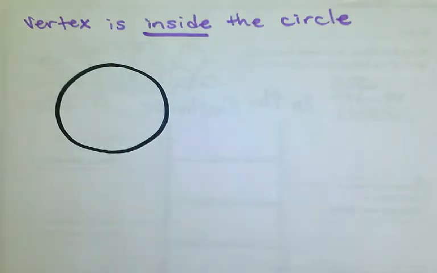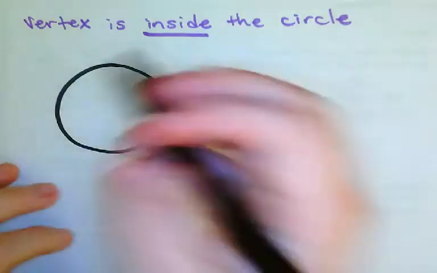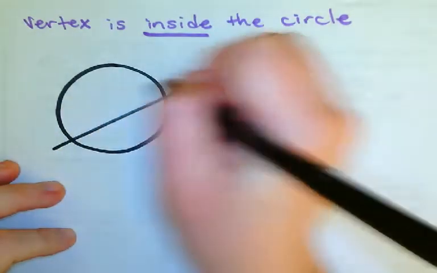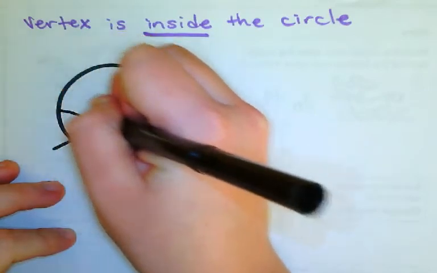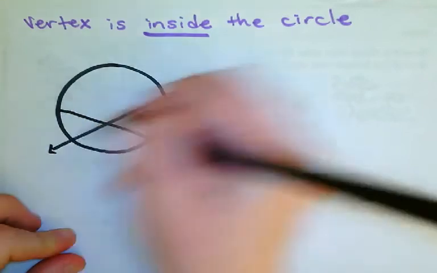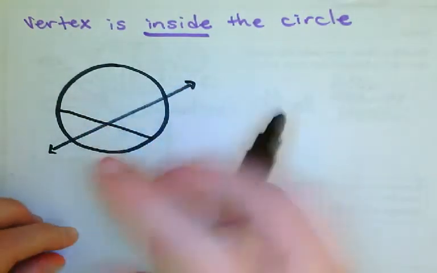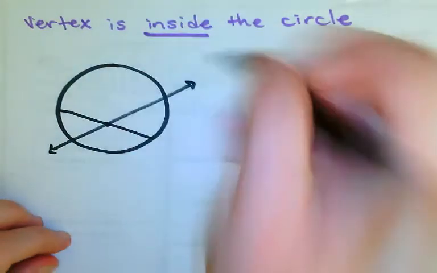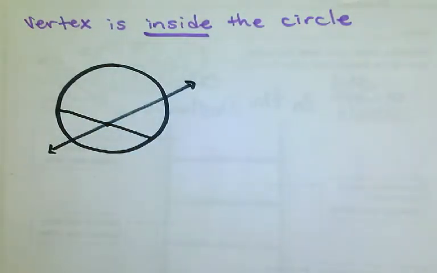Draw a circle here. When your vertex is inside, that means you're basically just going to have 2 lines crossing inside your circle. So it might look something like this. This could be a secant, and then you could have a chord, as long as they're crossing inside your circle. Just like that.